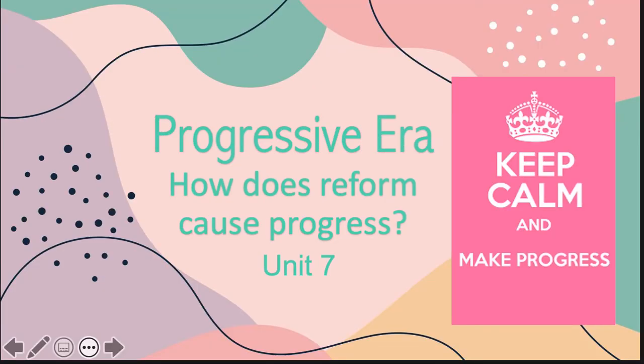Okay, so we are starting the 7th unit on the progressive era, and we're going to answer this question on Zoom together. But I want to keep this question in our brains because all throughout this unit, I want you to think as we go over different reforms and different movements. How does reform cause progress?